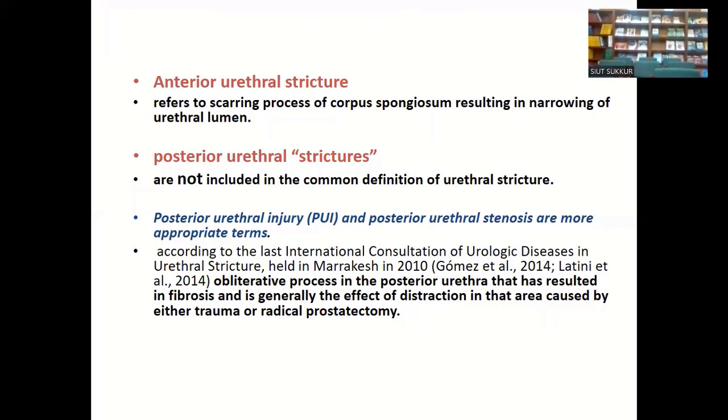It has been decided according to the last International Consultation on Urological Disease on urethral stricture held in Marrakesh in 2010 that it is an obliterative process in the posterior urethra that has resulted in fibrosis, and is generally the effect of dissection in that area caused by either trauma or radical prostatectomy. So posterior urethral strictures are caused either by trauma or by procedures like radical prostatectomy.